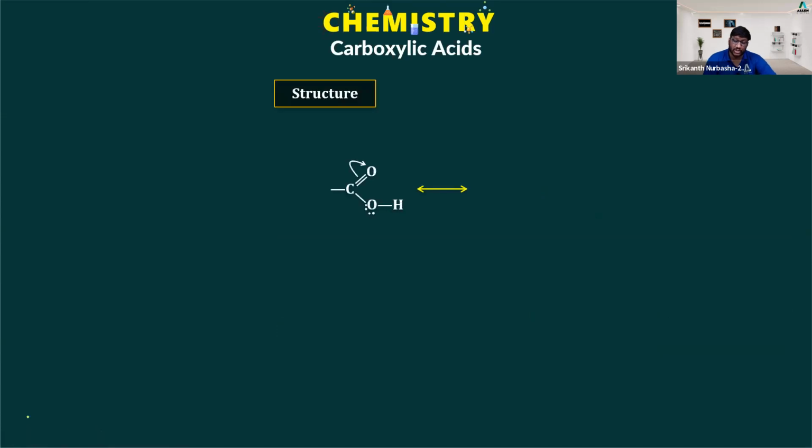Let us start with the structure of carboxylic acid. In the carboxylic acid structure, we have C double bond O group connected to OH. We can say the lone pair of electrons present on oxygen are in resonance with the pi electron density of C double bond O. Because they are in resonance, we will have different resonating structures. So the positive charge on this particular carbon is nullified, and this oxygen has the positive charge now.